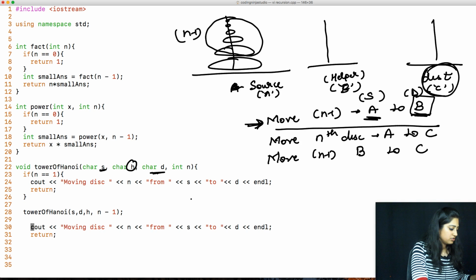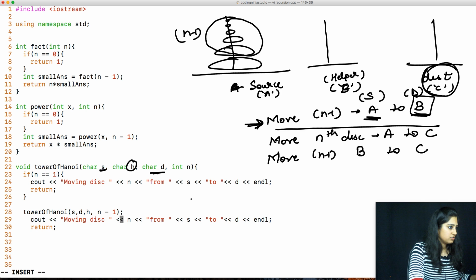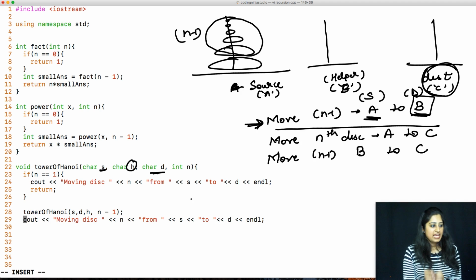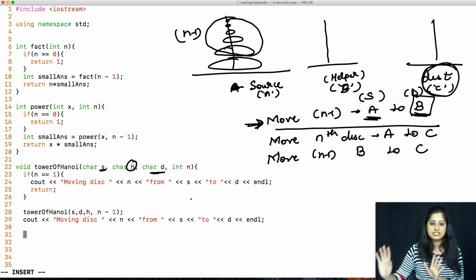I'll just use the same statement. I have to move the nth disk explicitly, so I am writing this step to move the nth disk from A to C, from source to destination. We have moved the nth disk. So the nth disk is the only disk which is placed at its finally correct position.